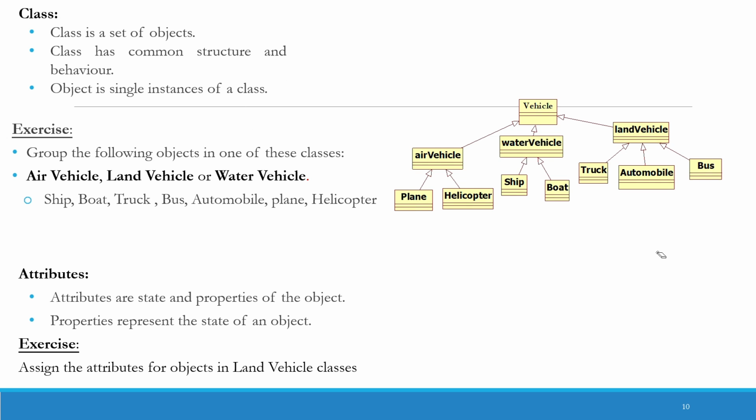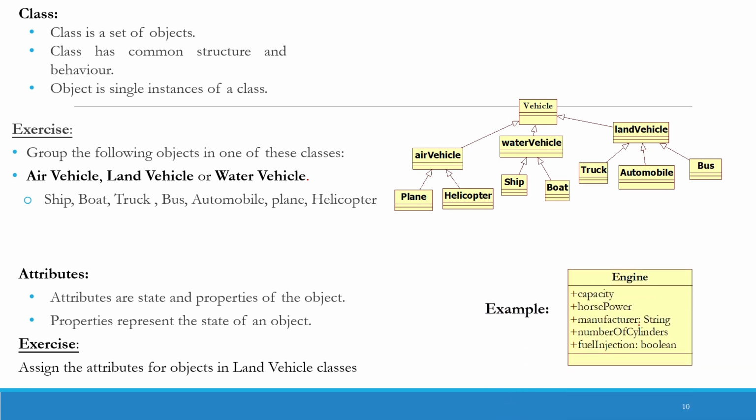For instance, we have here an engine class. This engine class will have these attributes: the capacity, the horsepower, the manufacturer, which is a string, the number of cylinders, and fuel injection, which is a boolean. The plus sign indicates that these attributes are public. It indicates the visibility of the attribute. That means these attributes are visible to any class, so all the engine attributes are accessible by any class.